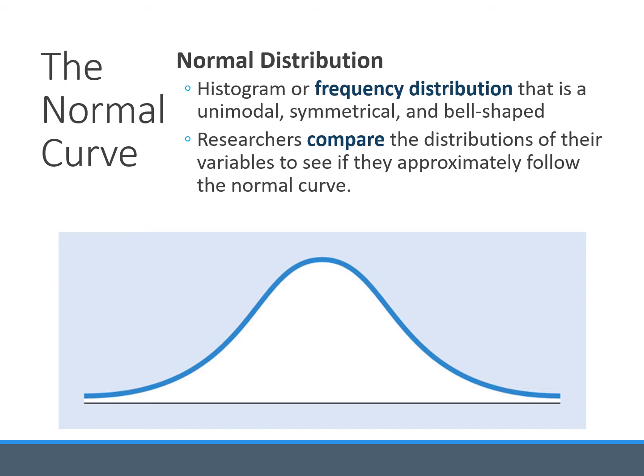Researchers compare the distributions of their variables to see if they approximately follow the normal curve. It makes it easier to understand our population. In this chapter, we're going to be talking about our normal curve, and then later on we'll be talking about our population, samples, and probabilities. In this video, I'll just be focused on the normal curve and using the tables that were given for our homework and for quizzes so that you can better understand how to calculate the percentages using that table.